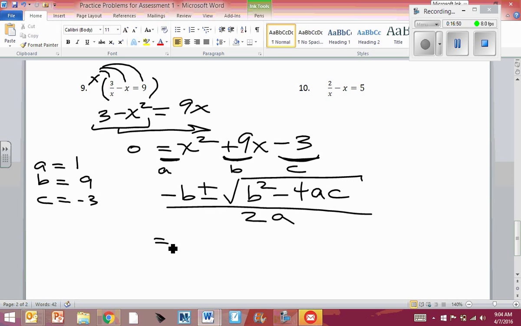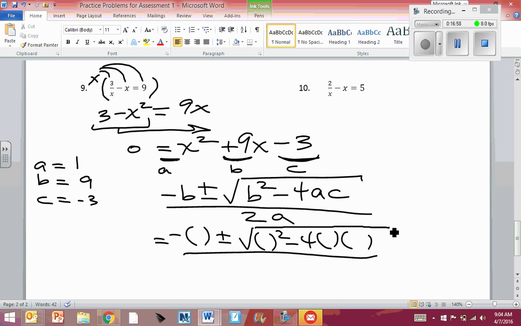All right. Negative b, plus or minus the radical of b squared minus 4 times a times c, all over 2 times a. Plug them in. Let's see if the house turns and whatever finishes in 2 minutes or less.